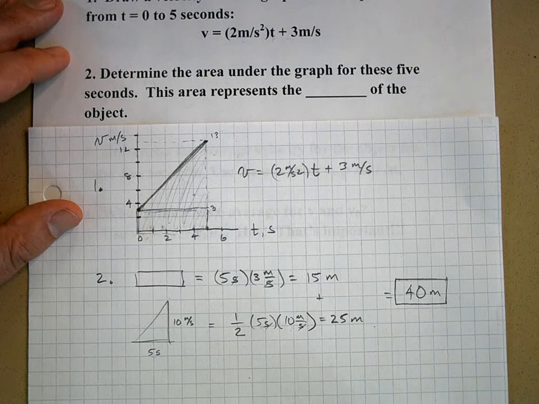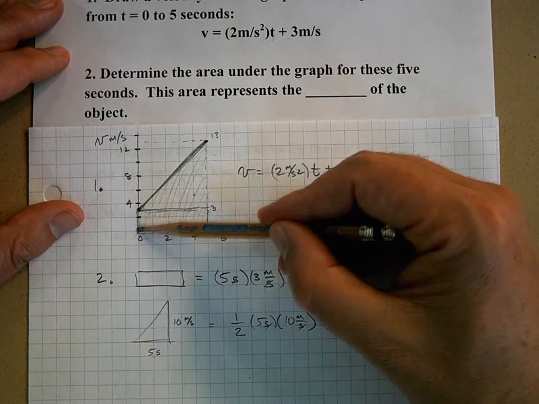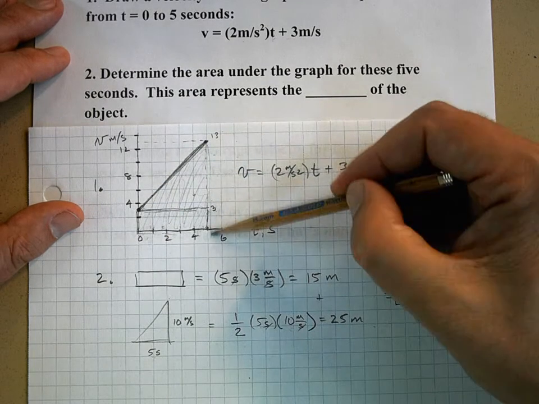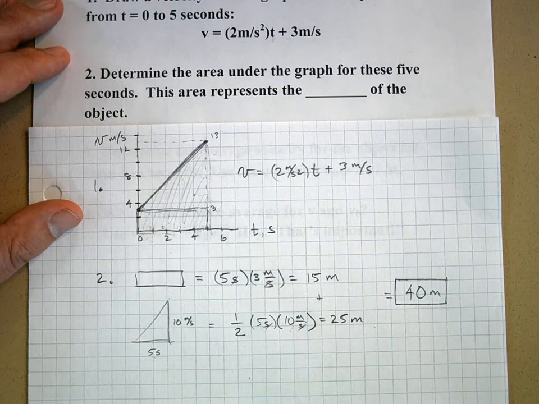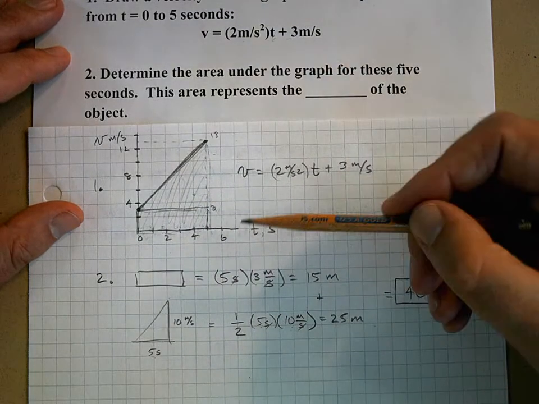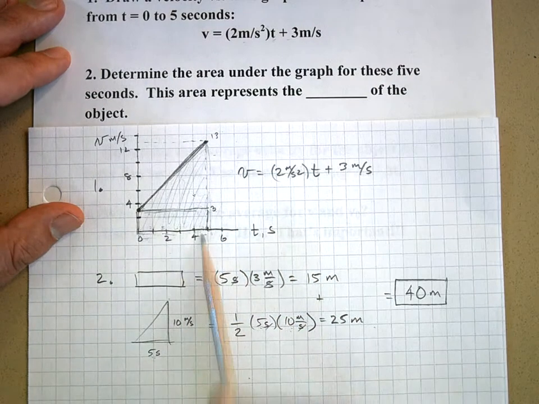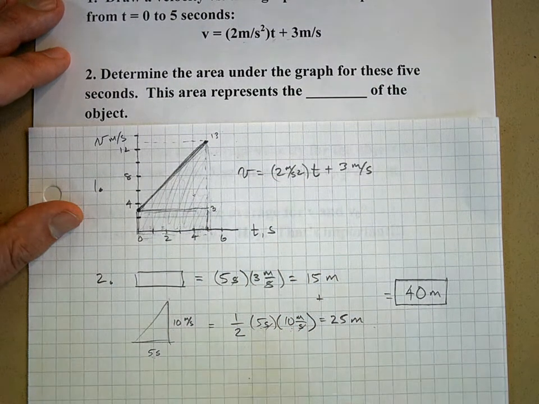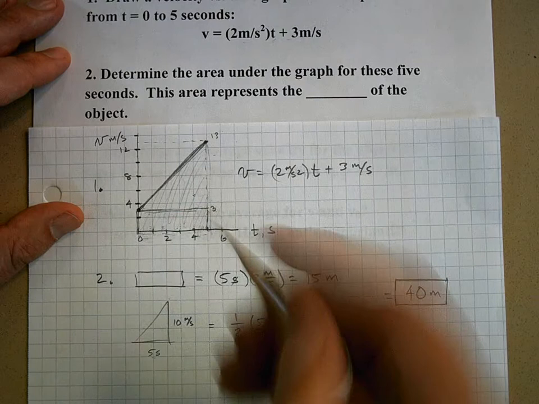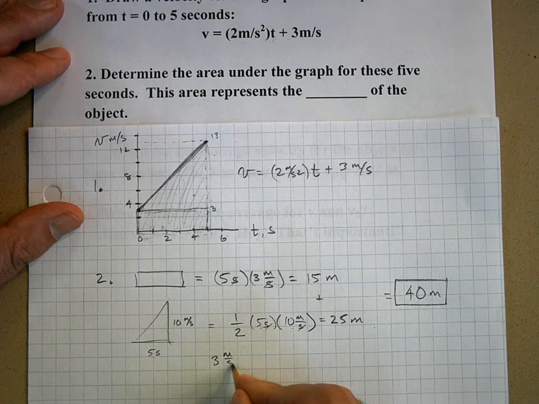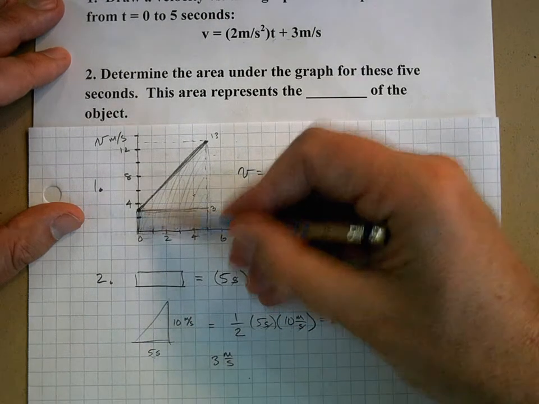Now there's another way of doing it. What kind of shape is this? It is a trapezoid, a trapezoid on its side. So it's the average base times the height. So what's the average base? This is 3 meters per second. That's this base. And what is this?